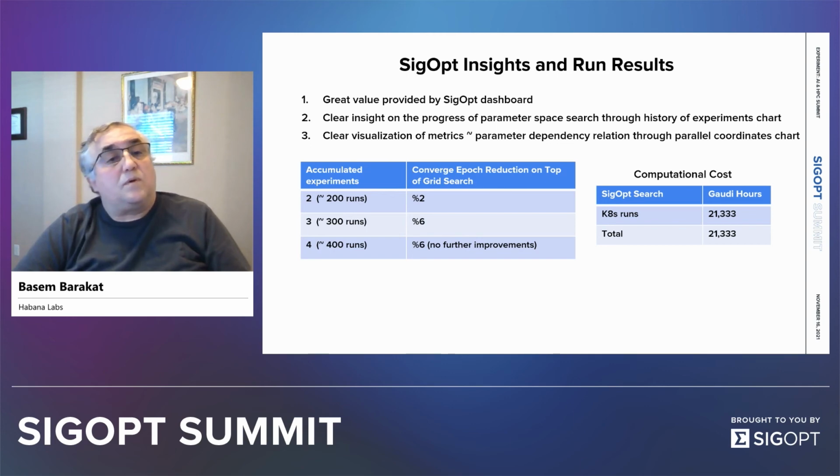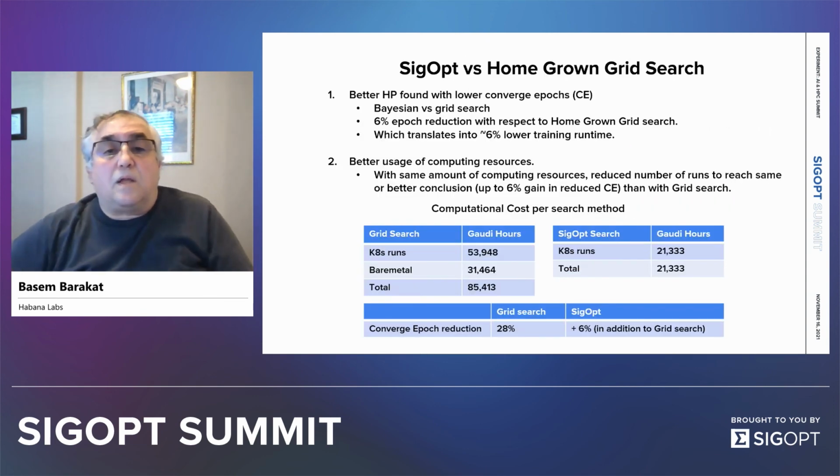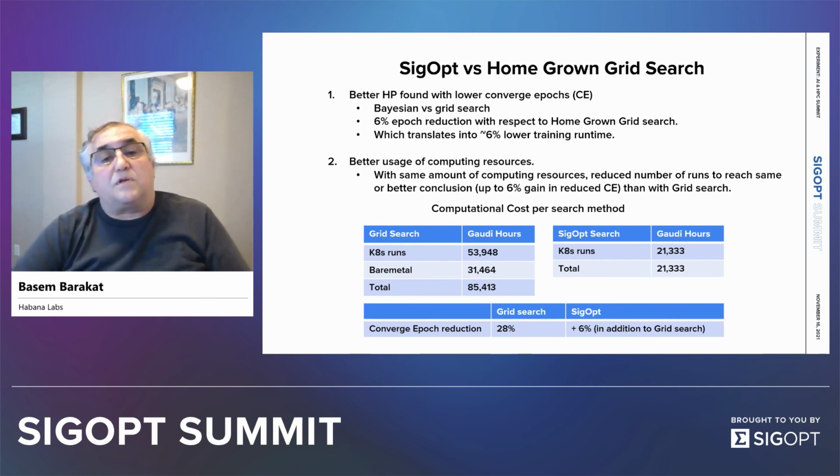So how much computational resources did we use? We used about 21,000 Gaudi hours for these runs, and we thought that's very good for the computation cost as well as the improvement. I mean, 6% on top of the 28% is not bad. So here I would like to go ahead and compare the two side by side.